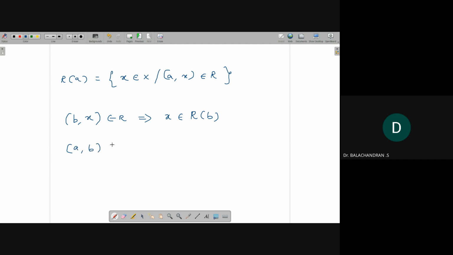Suppose (A, B) is in R. Then the second element B belongs to R of A. Suppose (B, A) belongs to R, then you can write the second element A belongs to R of B. Similarly, if A belongs to R of B, you can write (B, A) belongs to R. In this way also you can. First you should understand this definition.